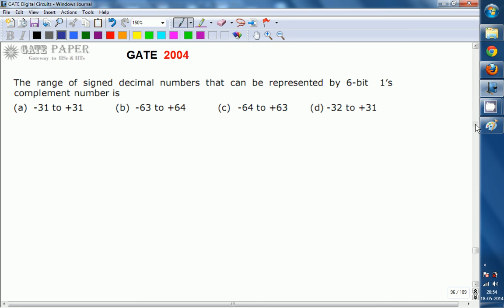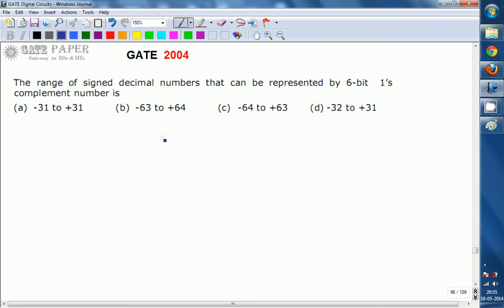Hello, we are discussing the GATE 2004 ECE paper, and this question is related to digital circuits. The range of signed decimal numbers that can be represented by a 6-bit 1's complement number is: there are 4 options given, A, B, C, D. Out of that, what is the range of decimal numbers represented using 6 bits in case of 1's complement?